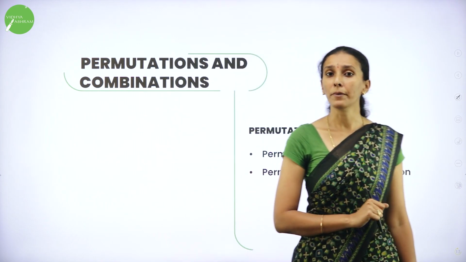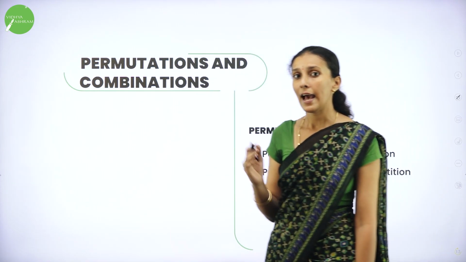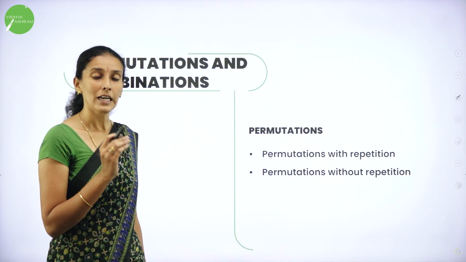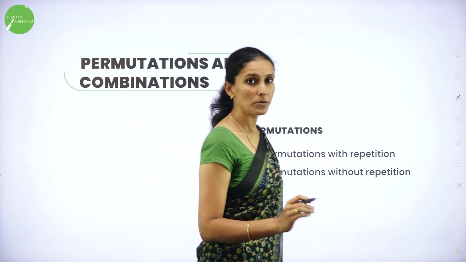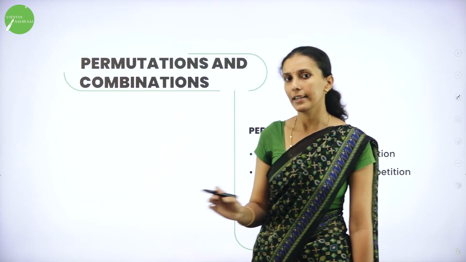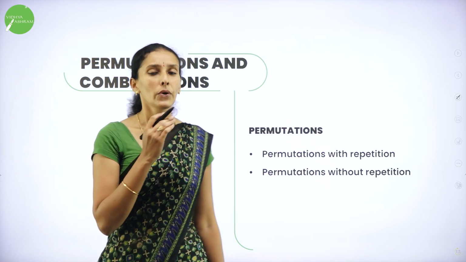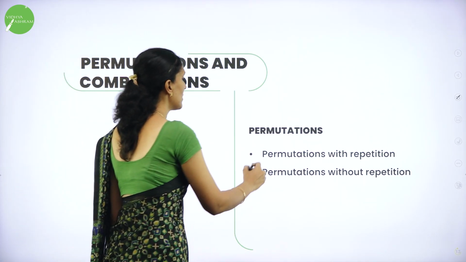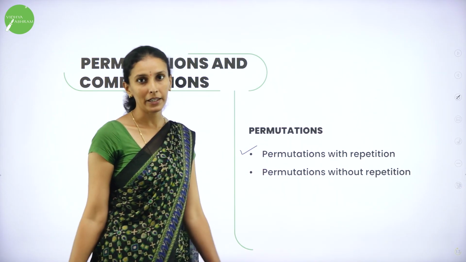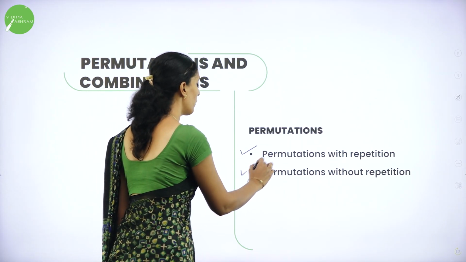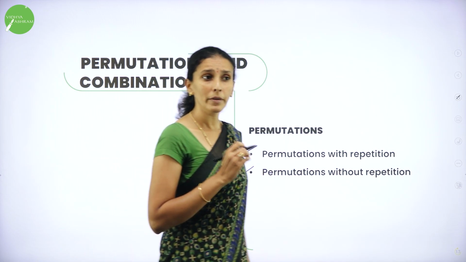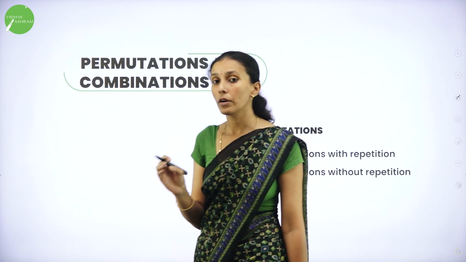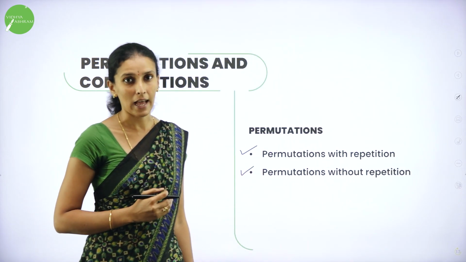So what do you mean by permutations? Permutations, as I said, is nothing but arrangement of objects. It is an arrangement of objects, or any digits or any letters you can say. Here we have two types of permutation: permutation with repetition and permutation without repetition. So what do you mean by permutation with repetition and permutation without repetition? Let me see through an example.